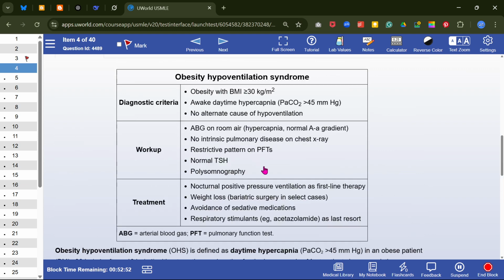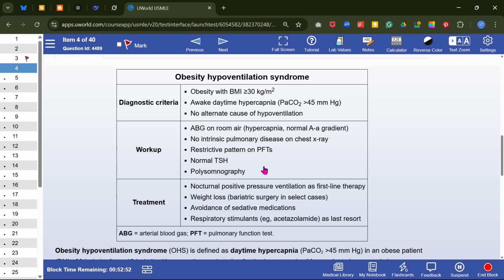Okay, look at the box. Obesity hypoventilation syndrome: obesity with BMI 30 or more kg per meter square. Awake daily hypercapnia, PaCO2 more than 45 millimeters of mercury. No alternate cause of hypoventilation. Workup: ABG on room air shows hypercapnia, normal A gradient. No restrictive pulmonary disease on chest X-ray. Restrictive pattern on pulmonary function test.